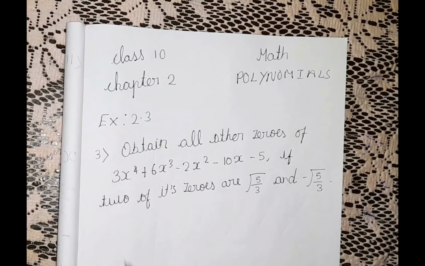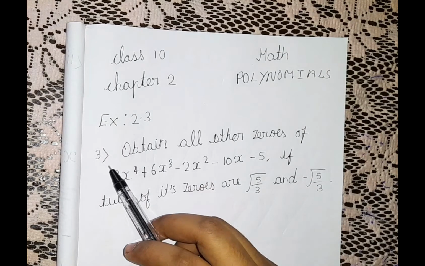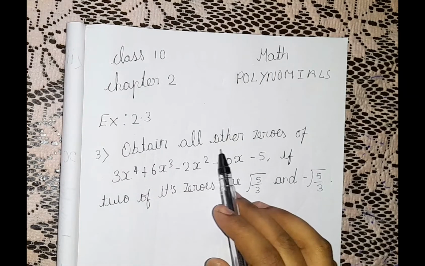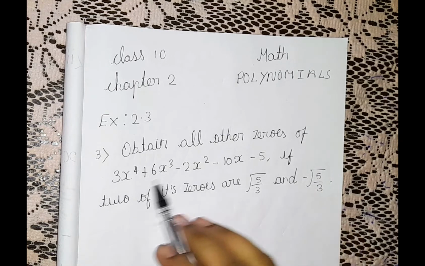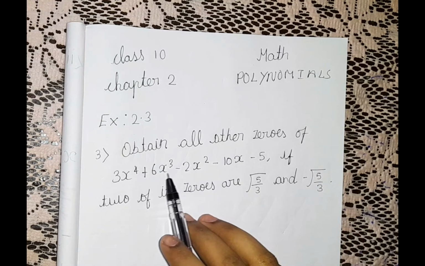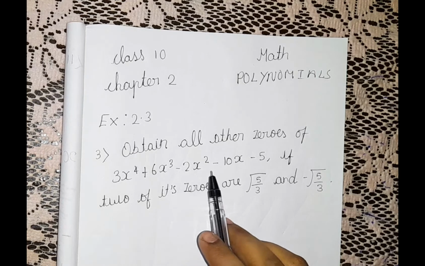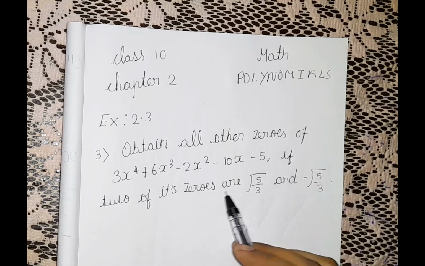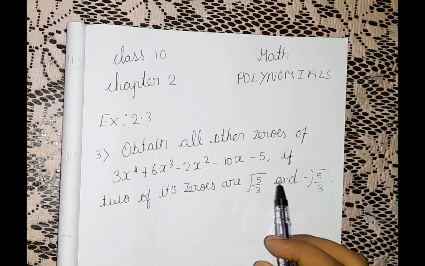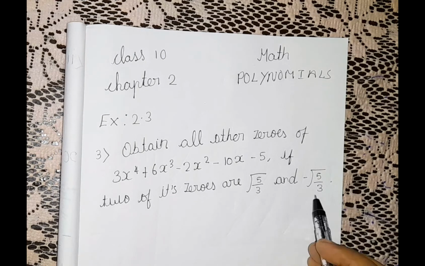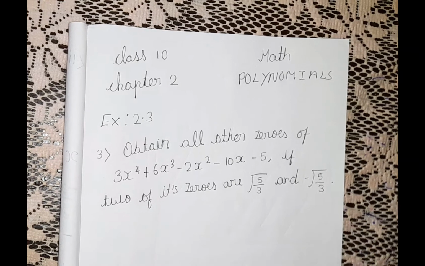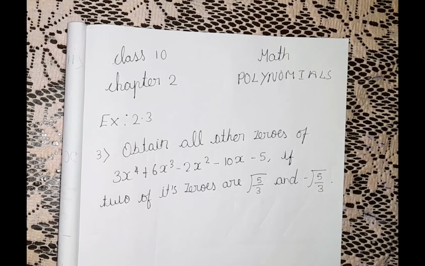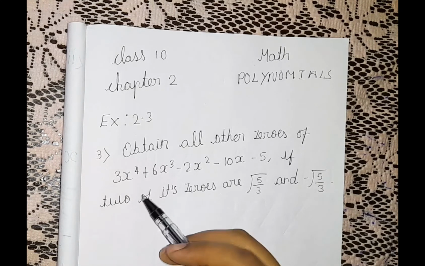Today we are going to be learning exercise 2.3, third question. Now let's read the question. Obtain all other zeros of 3x power 4 plus 6x cube minus 2x square minus 10x minus 5, if two of its zeros are root 5 divided by 3 and minus root 5 divided by 3. So in this we are supposed to get all the zeros of this particular polynomial.